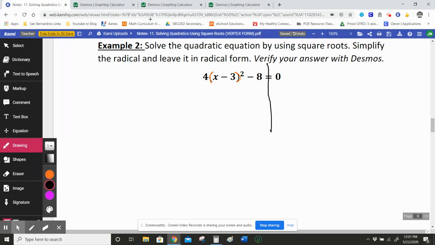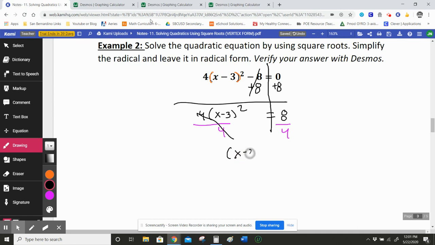So I'm going to go ahead and just add 8 to both sides. Plus 8, plus 8. I'm left with 4(x − 3)² is equal to 8, since negative 8 and 8 cancel out. That'll just give me 8 on the other side. Next, I want to divide by 4 on both sides. Divide this by 4, divide this by 4. This cancels out. I get (x − 3)² is equal to 2.